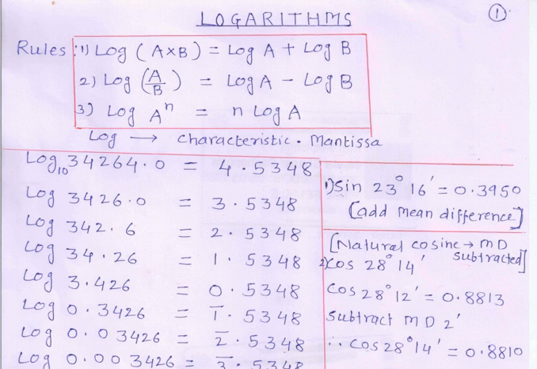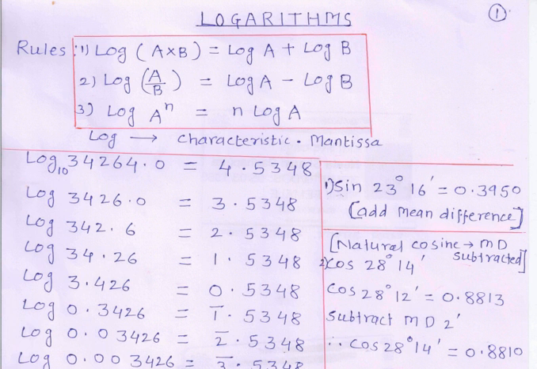So if you want to see the log of any number, say 3426.0, first we will see its characteristic, then we will keep the dot, and then we will see the mantissa part. We count the number of digits before the decimal place. There are 4 digits, 1, 2, 3 and 4. So the characteristic is 1 less than the total number of digits.